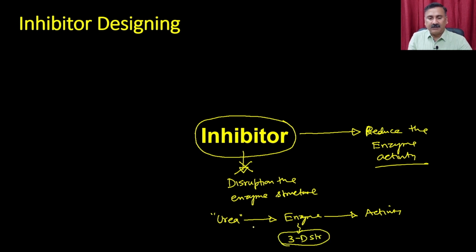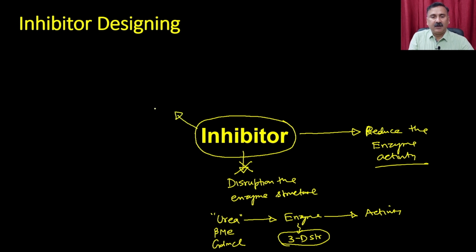The same is true for other kinds of denaturants. For example, you can have beta mercaptoethanol, or you can have GdmCl. All these enzyme structure disruptors should not be considered as inhibitors. An inhibitor is going to reduce the enzyme activity.